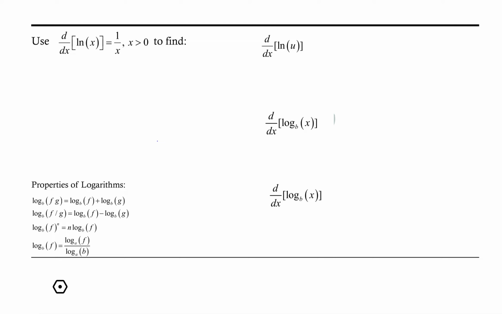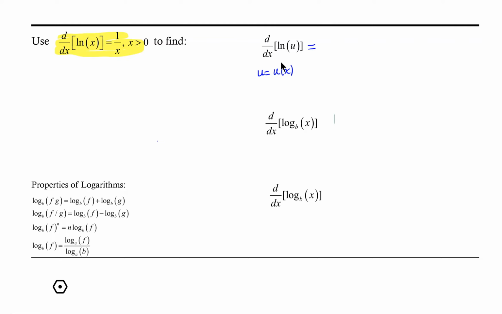Let's go ahead and get started by first of all observing that the derivative of the natural log of x is 1 over x, provided that x is positive. So from that knowledge, we want to establish what is the derivative with respect to x of the natural log of u. Now, we need to understand that when we say u here, we're looking at the chain rule, and we're assuming that u is some function of x.